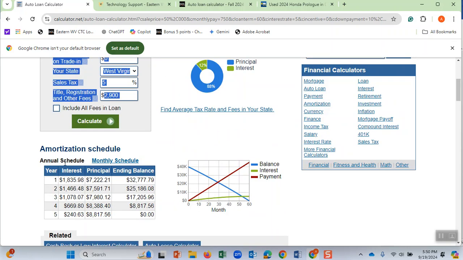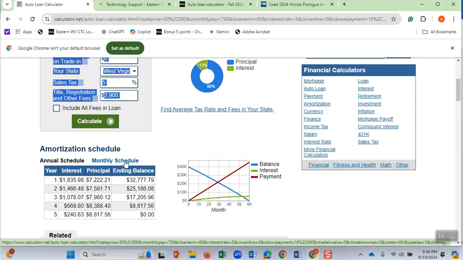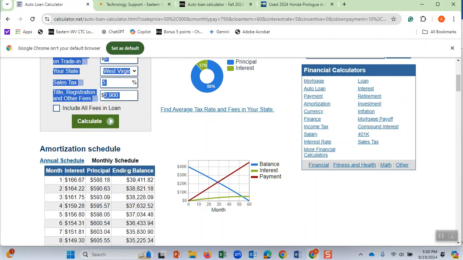This is called an annual schedule. Now I can have it even monthly, because in fact I pay every month. If I click here, it shows the first payment that I pay, which is 750 something.